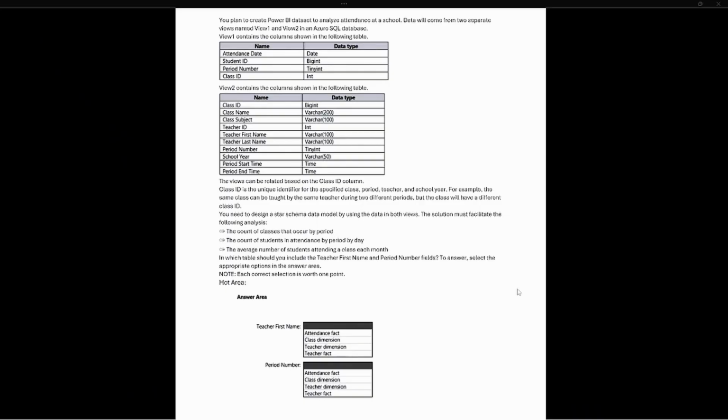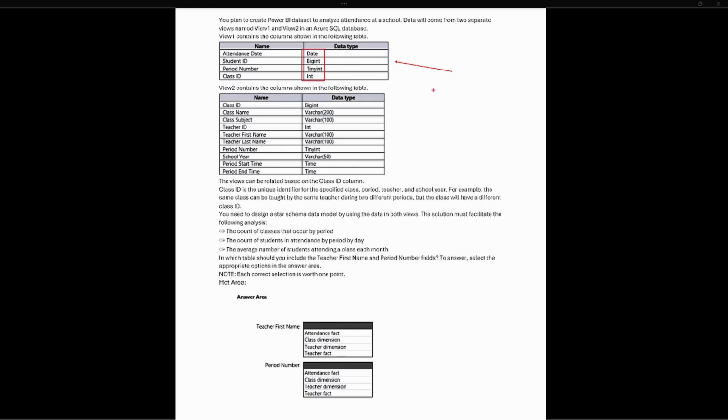The question says you plan to create a Power BI data set to analyze attendance at a school. Data will come from two separate views named View 1 and View 2 in an Azure SQL database. View 1 contains columns shown in the following table. And so we can see that here. This is going to be our first table. We have attendance date, a student ID, a period number, and a class ID. And then we also have the associated data types here as well.